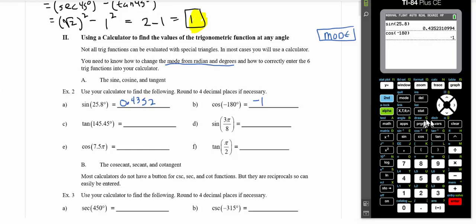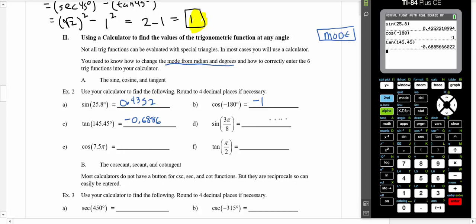Okay, let's do tangent. So tangent of 145.45 degrees. And we'll round that one off. Okay, so that is negative 0.688. Now that 5, round the 5 up to 6 so that you get that down. All right, so that's how you do that, nothing to it.